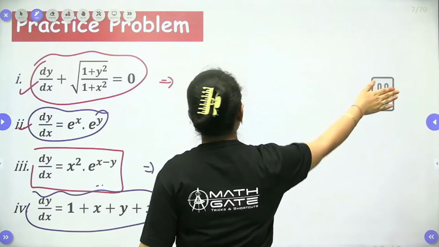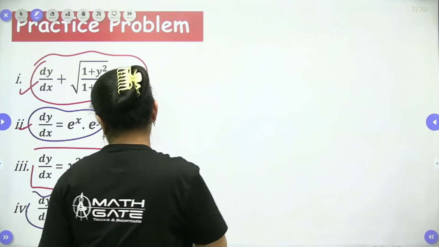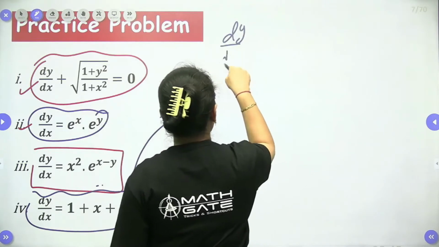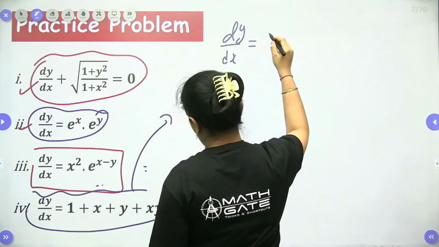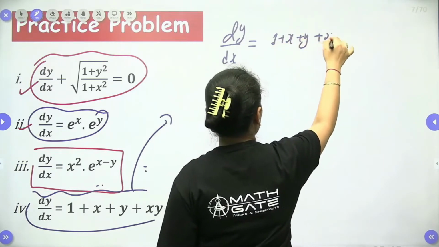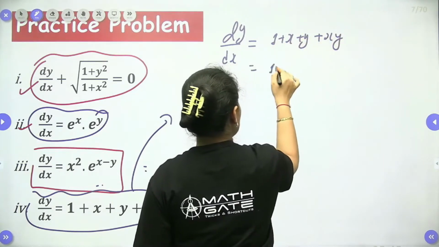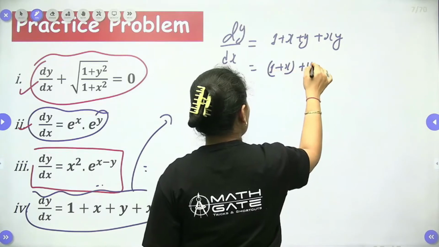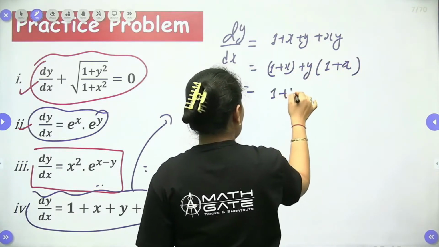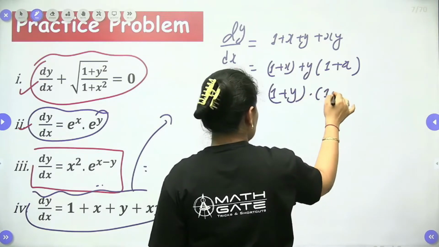We can approach this question here only. So the question is dy by dx. We have the question dy by dx equals 1 plus x plus y plus xy. We can take 1 plus x common, as it is. We can take y common from here. It will be 1 plus x again. So it will be 1 plus y into 1 plus x.